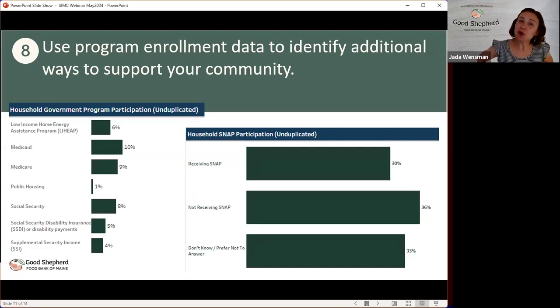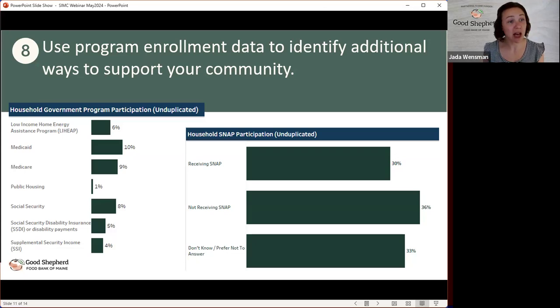Next, use program enrollment data to identify additional ways to support your community. So I mentioned this a little bit when we looked at seniors, that there might be wraparound services that someone could use. Similarly, if you are asking about government program participation and you're noticing that people aren't accessing some of the local resources that are available, maybe there's a way you could bring in someone from another organization who could do a little info session one day that you're open and help connect people to those resources.